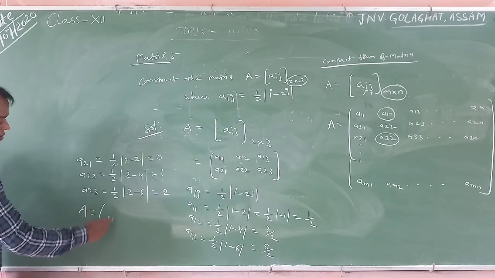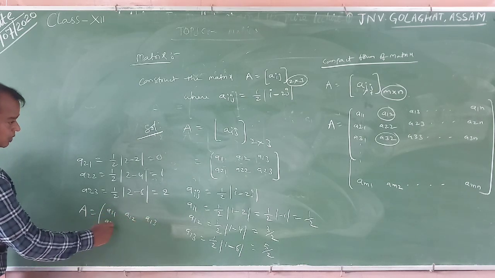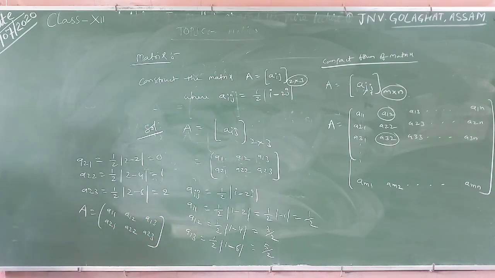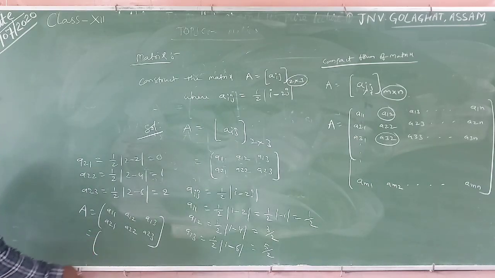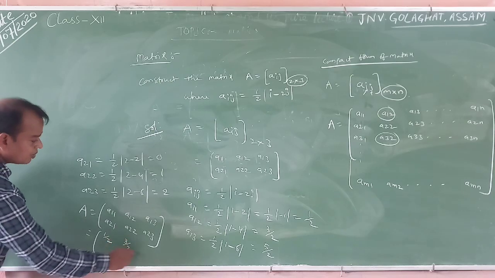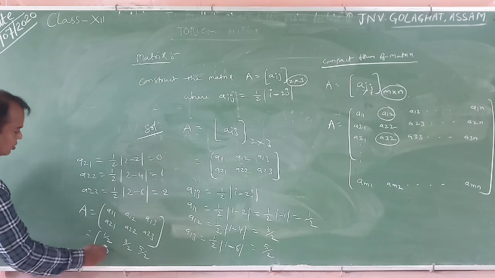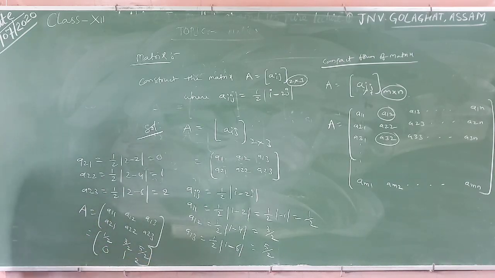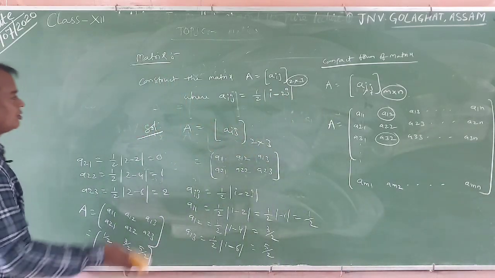Now A is equal to A11, A12, A13, A21, A22, A23. That is equal to A11 means 1 by 2, A12 means 3 by 2, A13 means 5 by 2, A21 means 0, A22 means 1, A23 means 2. This is the required matrix. This is very, very important from the board exam point of view.